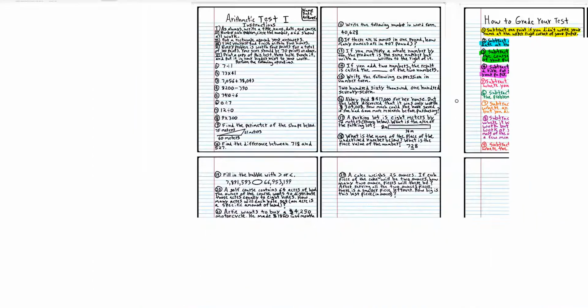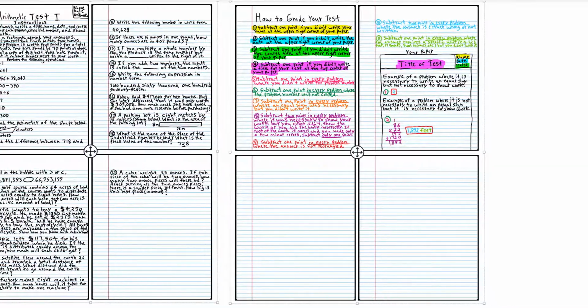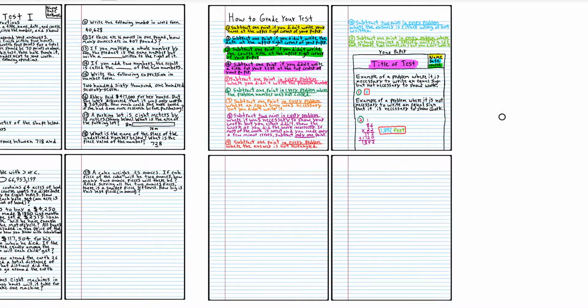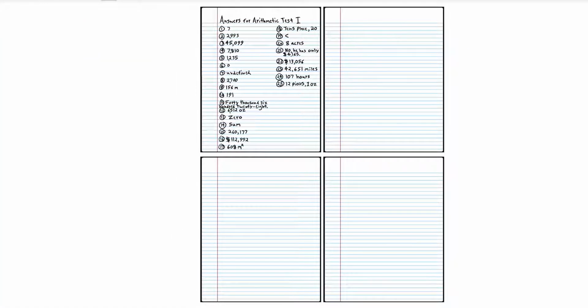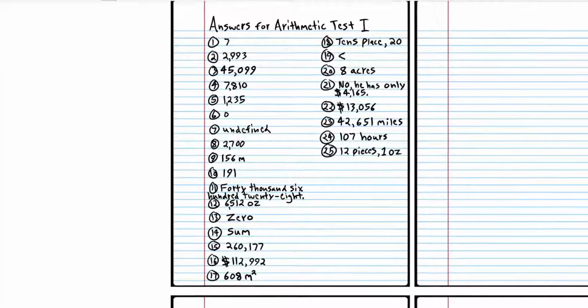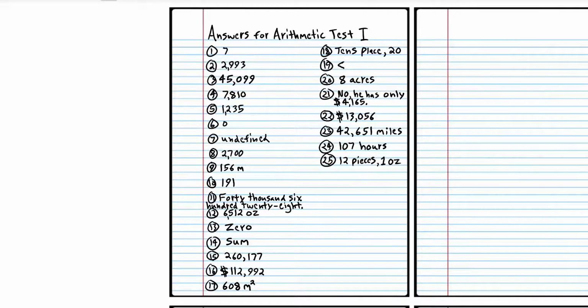All right, we're back. So you should have finished the test, and here are the answers. And just so you know, some of these answers have two parts. For example, number 18, it says tens place, and then it has 20. That means there were two parts to that particular problem, and there are two answers, and the two answers are separated by a comma. So go ahead and check your answers.